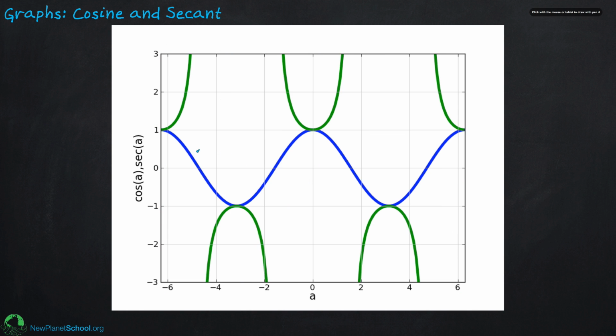Here is the cosine function, and here is its inverse, the secant, which is just 1 over cosine. That's what I mean by inverse here.